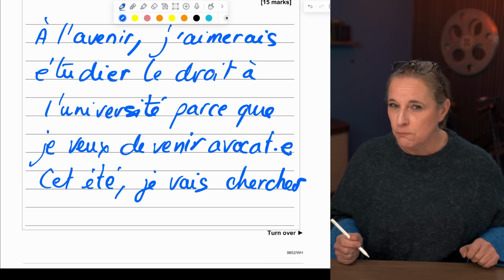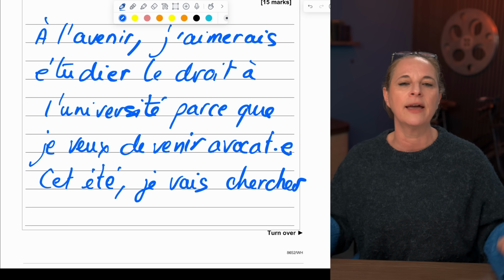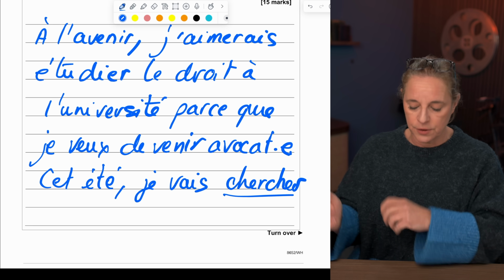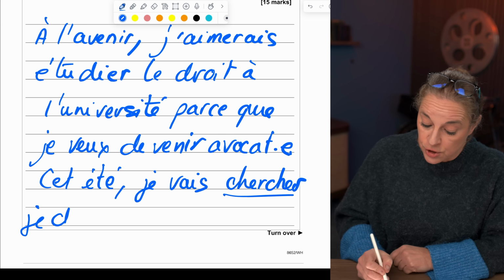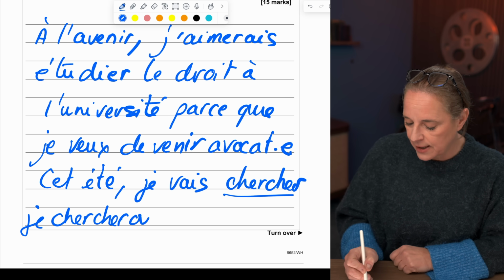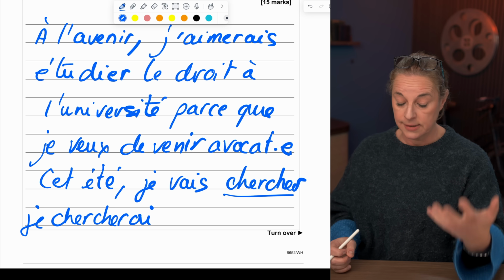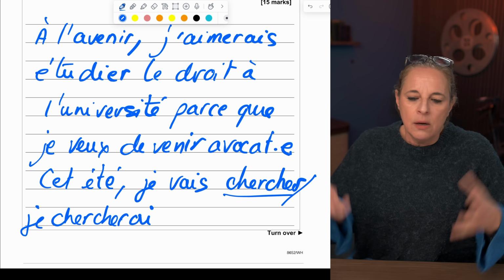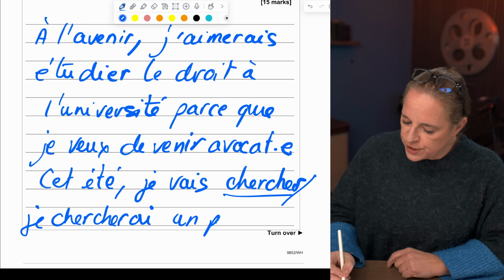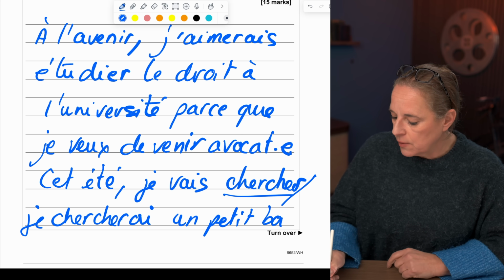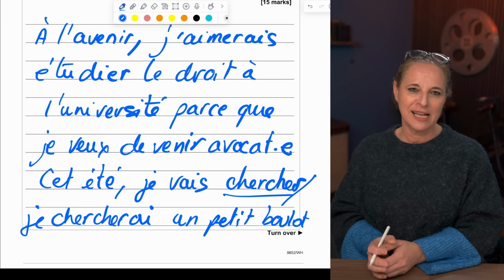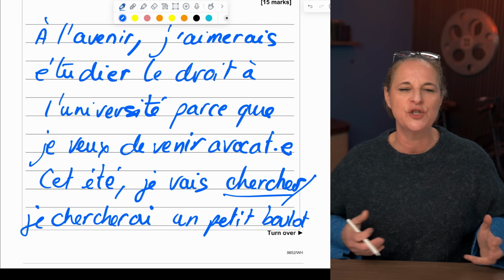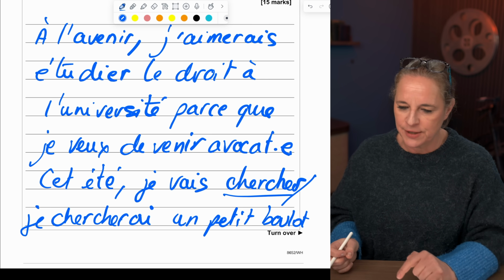If you want it to be even more clever and show the examiner, well, look, I can conjugate in the future tense, then learn how to conjugate chercher, for example, in the future tense. Je chercherai. Okay? And here you've got the bonus point. Donc, cet été, je chercherai, okay? Ou je vais chercher un petit boulot. Okay? Now, boulot is a slang word. Again, it's a bonus point if you manage to put these little slang words, a little job, okay? A summer job, un petit boulot.